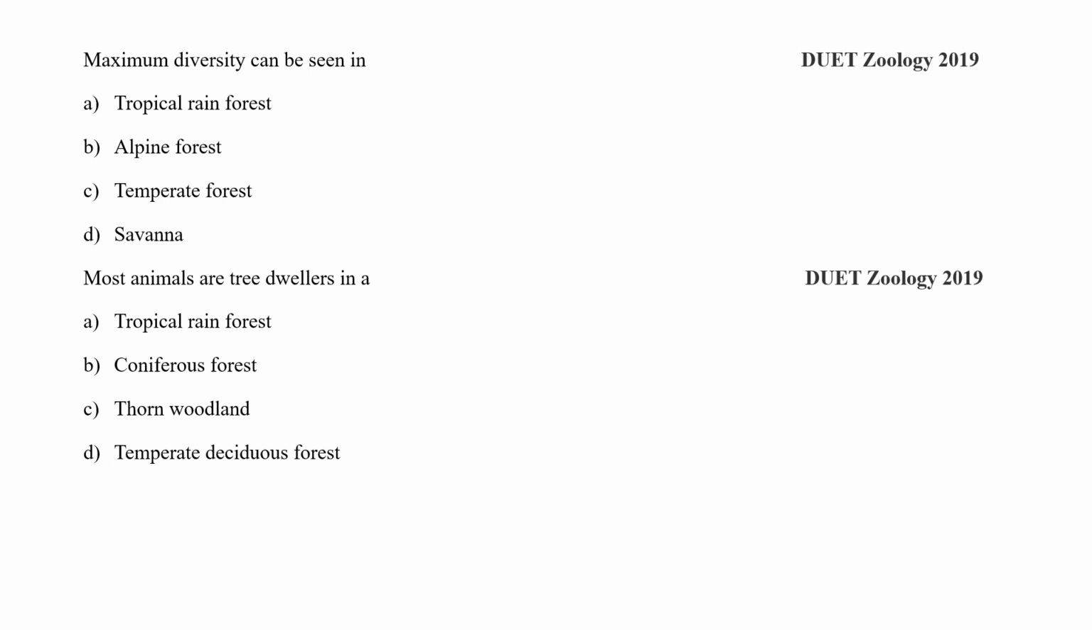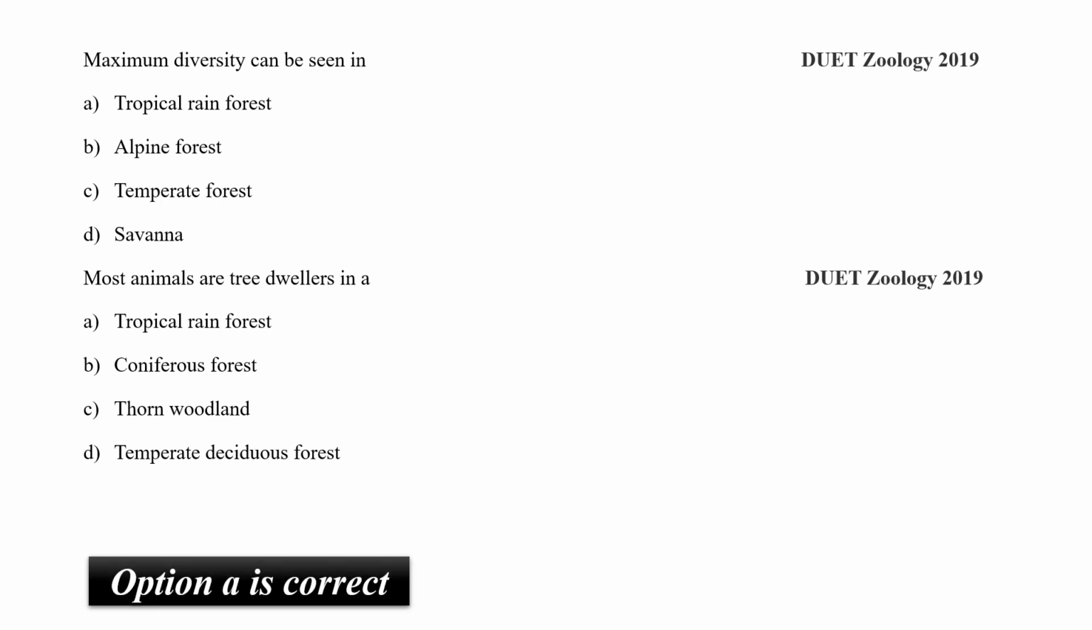In this question there are two questions which have been asked. Maximum diversity can be seen in, that's very easy, tropical rainforest. They have the maximum diversity. Since there is plenty of diversity, that simply means there is plenty of food, and hence more animals can be sustained in such a forest. So in both questions, the answer has to be option A, that is tropical rainforest.